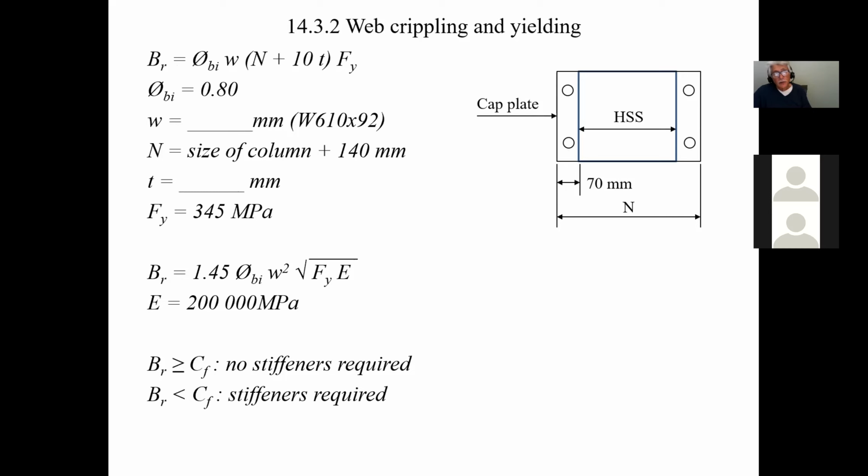Now, there's a very good chance that you might not need stiffeners. I don't know. I haven't done this calculation, but you guys are going to tell me, okay? So this is what you have to do. If Br is greater than Cf, no stiffeners are required. That means that the web itself is stocky enough and it won't crimple. It's thick enough so that it won't crimple, and therefore it will allow the load from the beam to get transferred to the column properly without anything happening to the web itself. Does anybody have any questions?